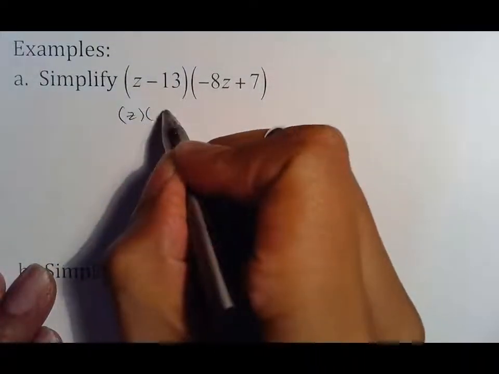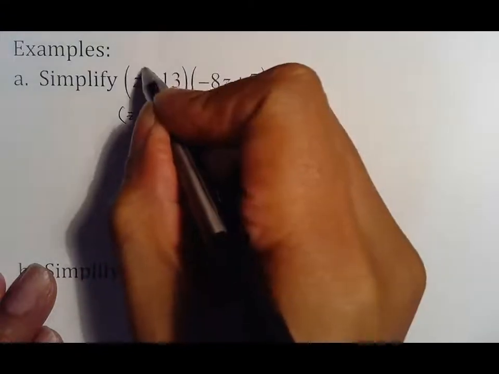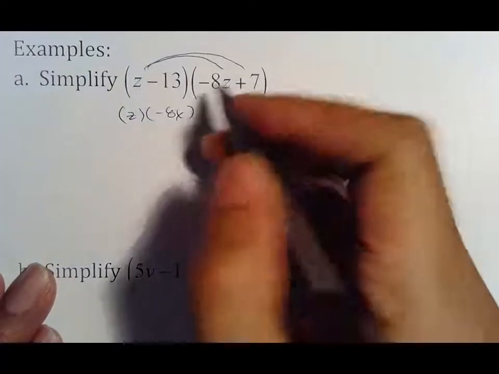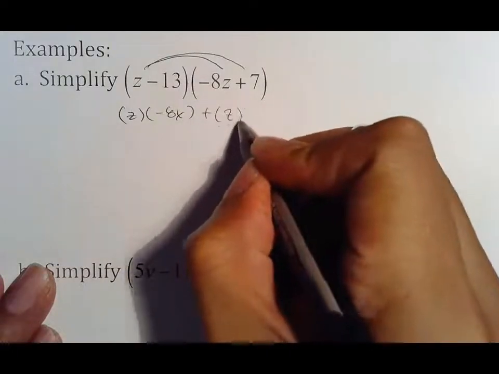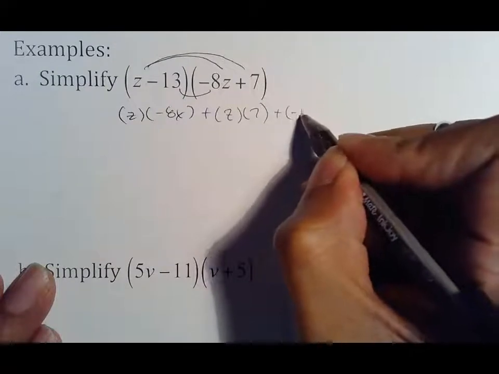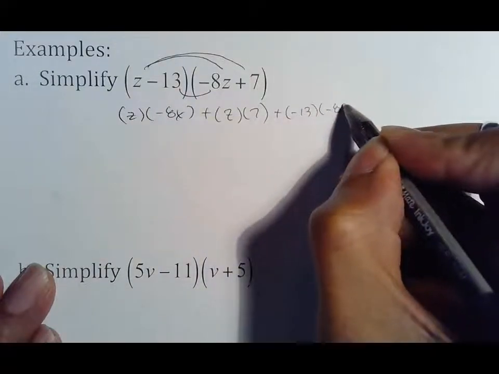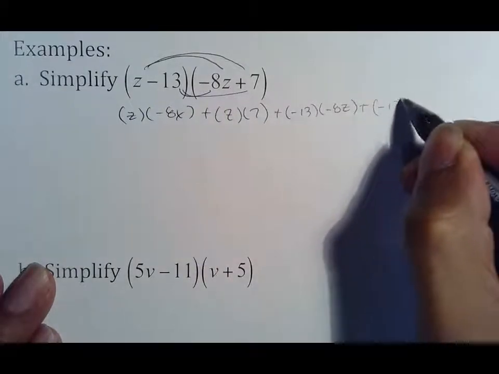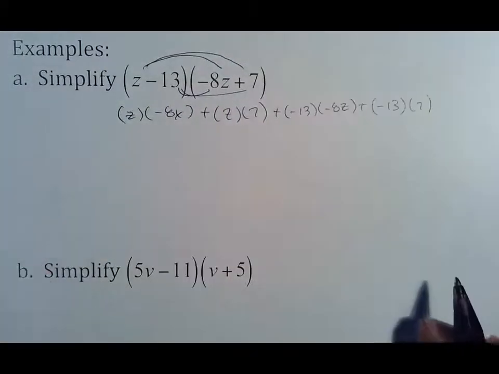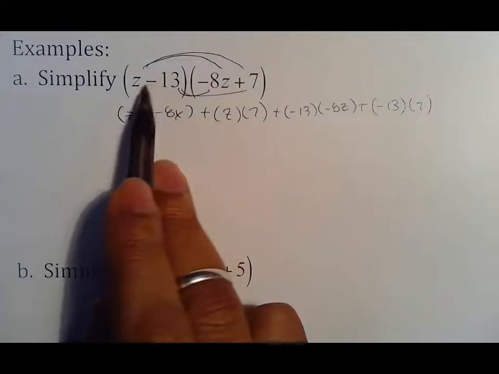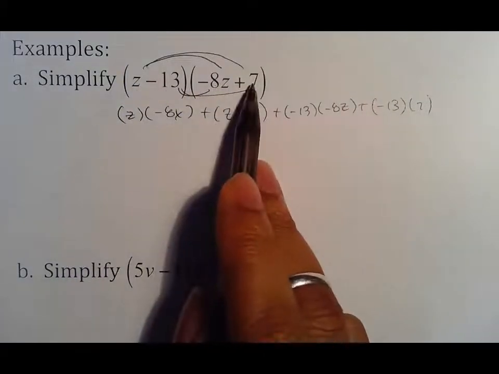So z meets negative 8z. And then z also has to meet 7. And then negative 13 meets negative 8z. And then negative 13 meets 7. So what happens is remember, these two are friends, so to speak. That's why they're in parentheses. And these two are friends. That's why they're in parentheses.